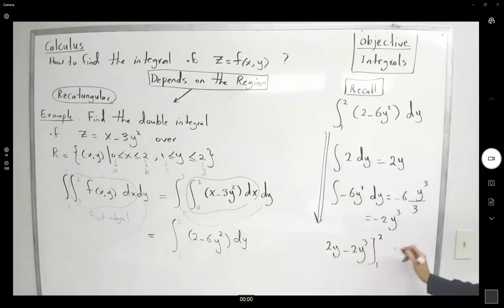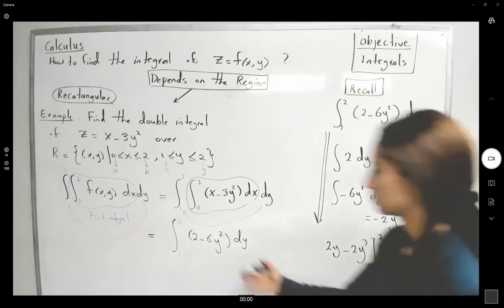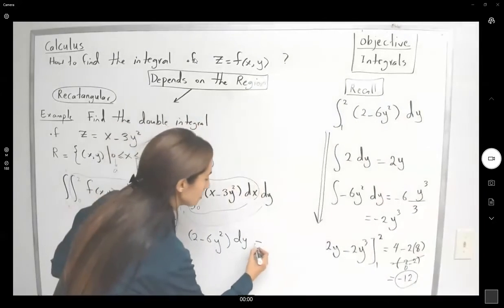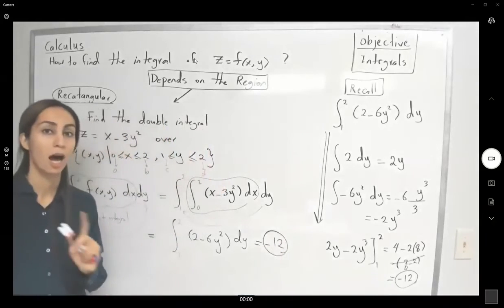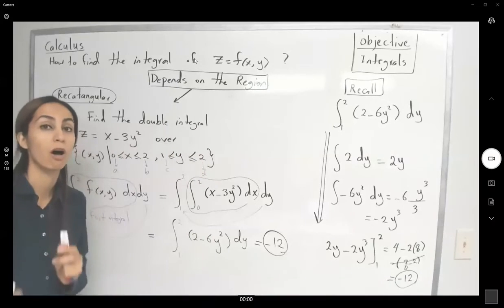If I plug in 2, what do I get? I get 4 minus 2 times 8, minus, if I plug in 1, I get 2 minus 2, which is just 0. So the outcome is 4 minus 16, which is negative 12. This is my integral. Negative 12.